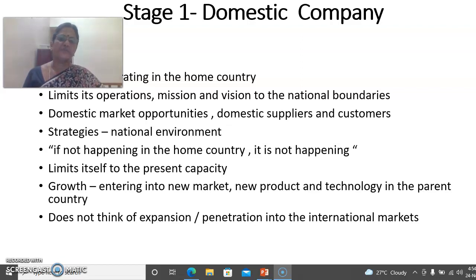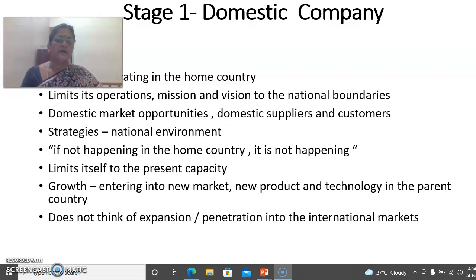Stage 1, domestic company. What is a domestic company? A company which is operating in the home country is called a domestic company. What are the characteristics? The domestic company limits its operations, mission and vision to the national boundaries. It considers the domestic market opportunities. It supplies the products to the customers through the domestic suppliers. While framing the strategies, it considers only the national environment. The motto of the domestic company is, if it is not happening in the home country, it is not happening at all.